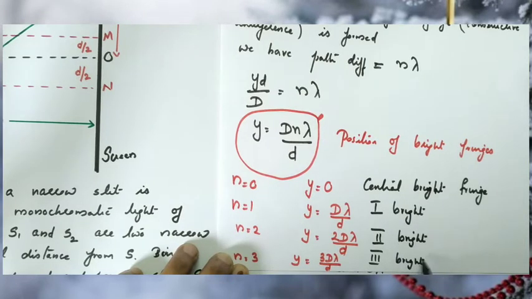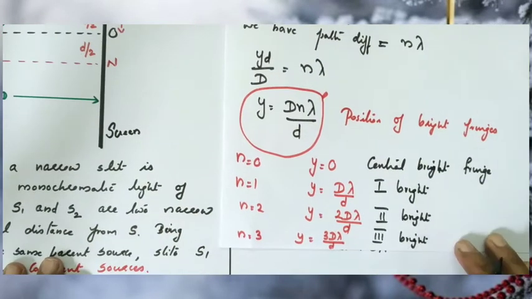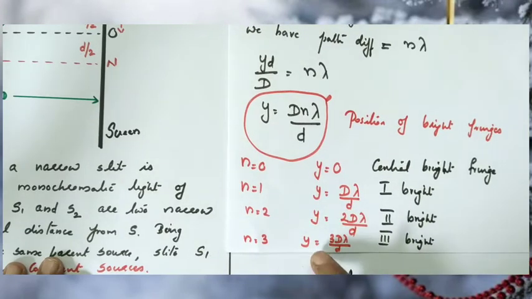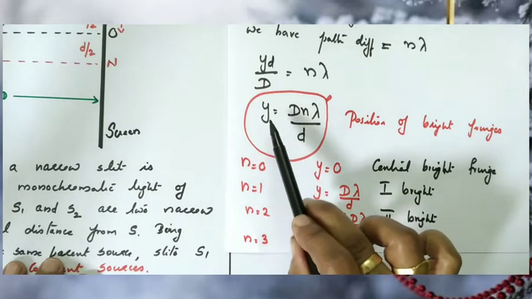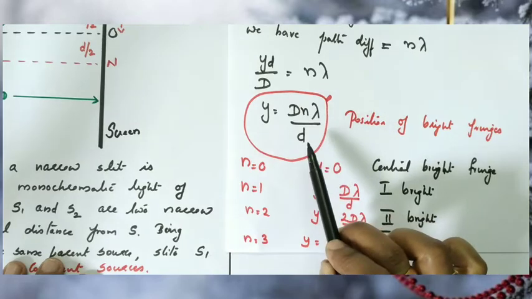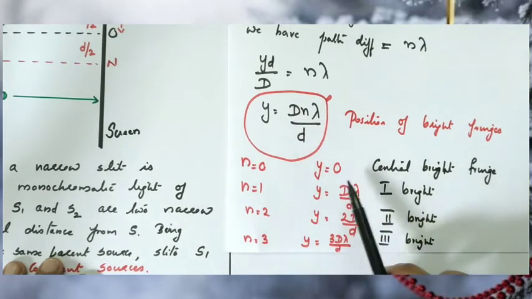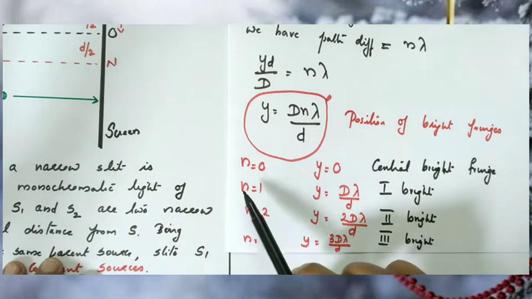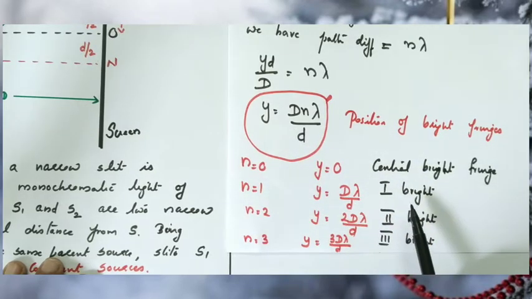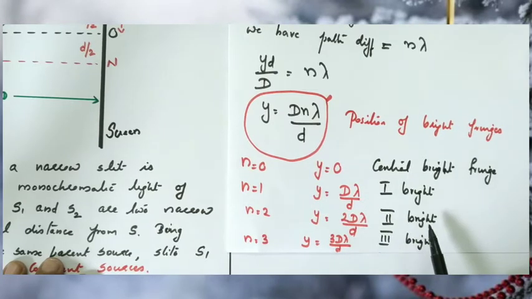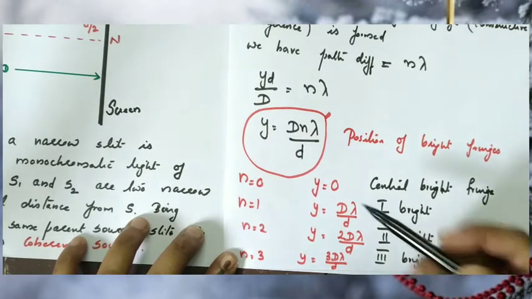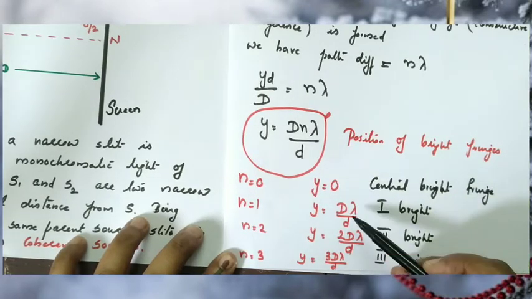We can substitute any values for n. We will get n equal to 4 means y equal to 4D lambda by d, that is the fourth bright fringe and so on. So position of bright fringes from the central region is y equal to D n lambda by d, and put n equal to 0, that is the position of central bright fringe. Put n equal to 1, D lambda by d, that is the position of first bright fringe. N equal to 2, y equal to 2D lambda by d, that is the position of second bright fringe and so on.